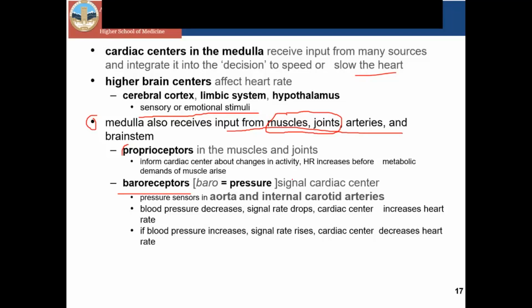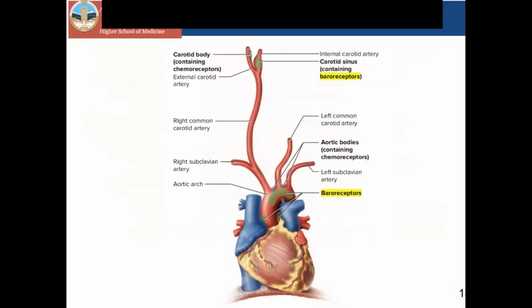Baro means pressure. They signal cardiac centers from the aorta and internal carotid arteries. Here this is the heart, aorta, pulmonary trunk. Here this is the right coronary, common carotid artery. This is the external, this is the internal carotid artery. And here in the internal carotid artery, we have the carotid sinus, which is a baroreceptor. And also in the aortic arch, we have baroreceptors.